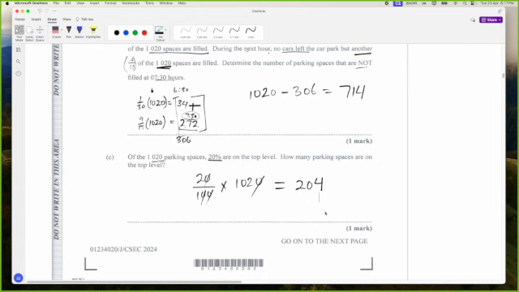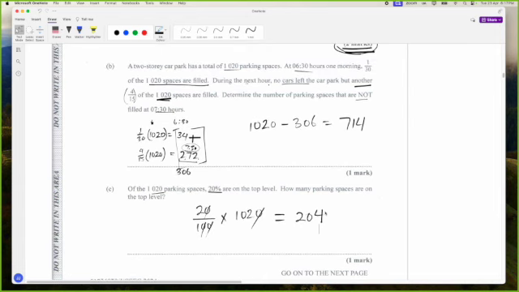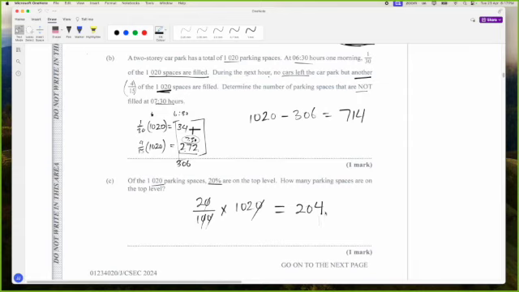Right, I have a question. Do you have to put 204 parking spaces or just the 204? That's a great question. I would say that you should be a good student and put 204 parking spaces. Right now I could barely write, that's to tell you how messed up I am, so excuse my writing. But yeah, be a good student and put that. Absolutely.